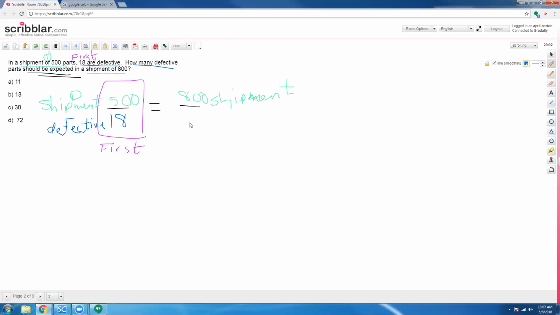So on the second side, we didn't get told any information. We didn't get told a number. It just asked us how many defective. So if we're looking for something, what should we use here in the denominator? If I can't put a number there, what should we put there instead? Good, X, or any variable really. Most of the time we use X because we're used to it. But we do need a variable in order to solve these.